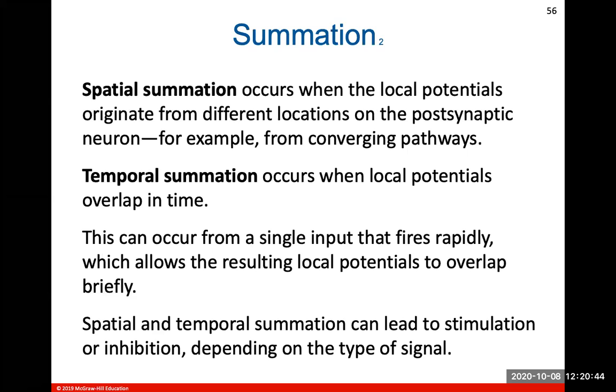There is spatial summation that occurs when local potentials originate from different locations on the postsynaptic neuron, and there's temporal summation that occurs when these local potentials overlap in time. And this can occur from a single input that fires rapidly over time, which allows the resulting local potentials to overlap briefly. Both spatial and temporal summation can lead to stimulation or inhibition. So they can both either stimulate that neuron to create an action potential, or inhibit it. So try to stop that action potential or signal from occurring.